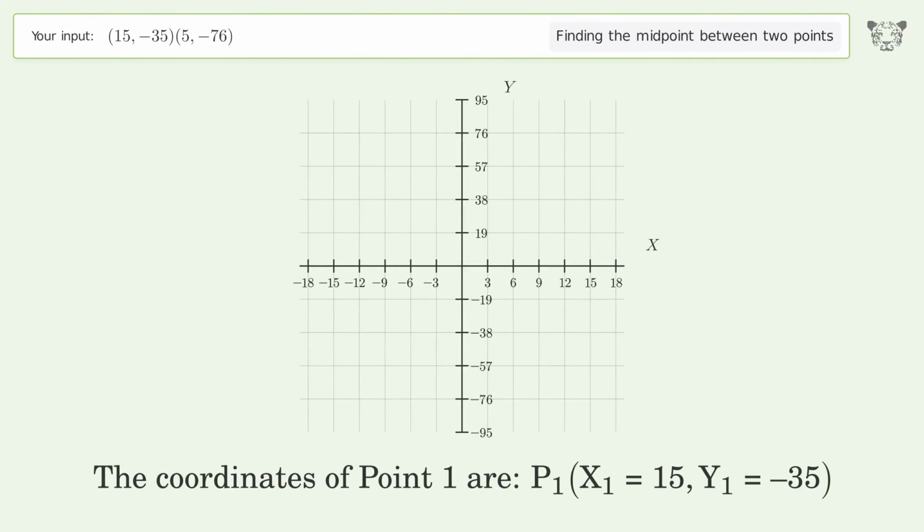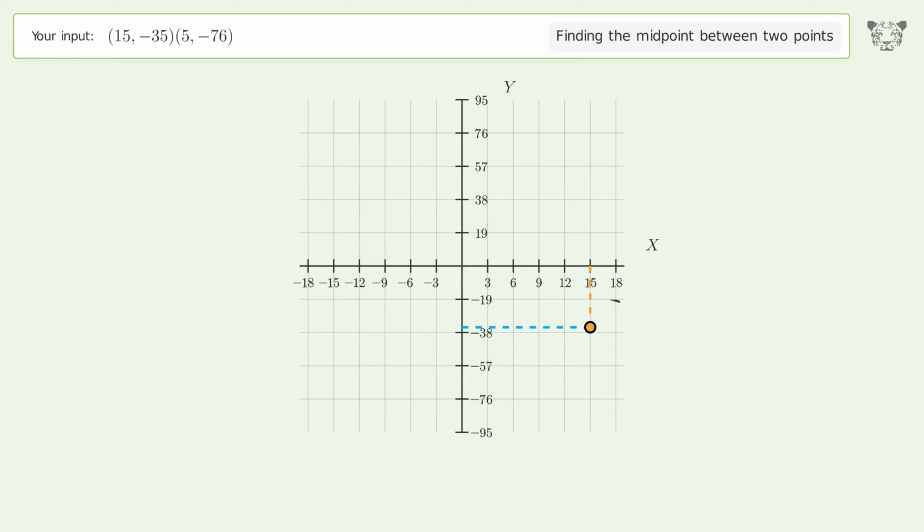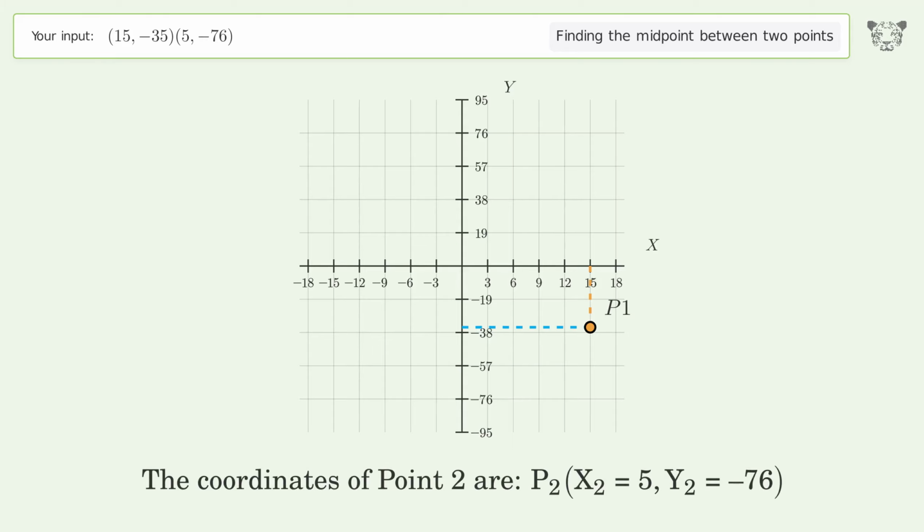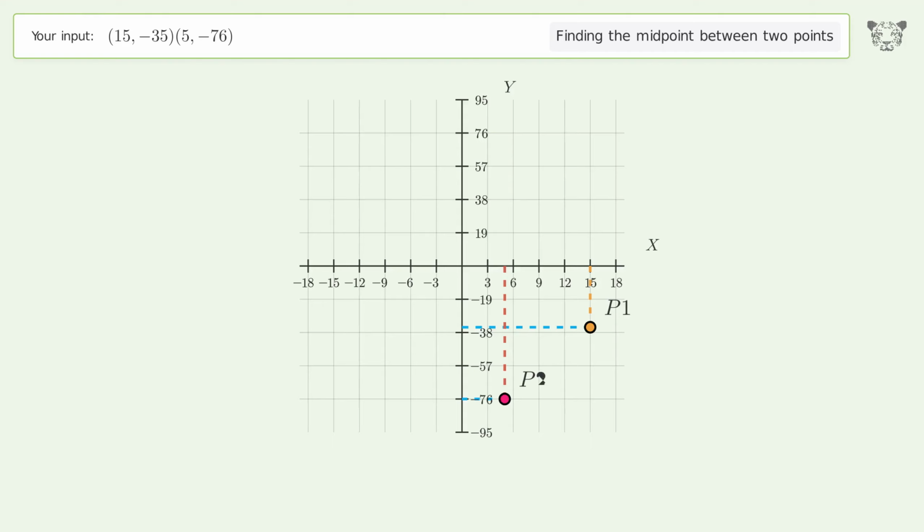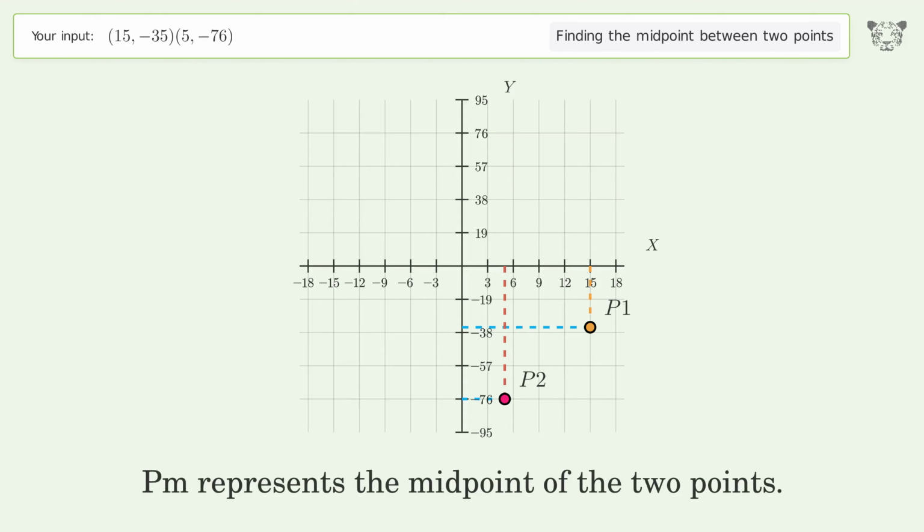The coordinates of point 1 are, x1 equals 15, y1 equals negative 35. The coordinates of point 2 are, x2 equals 5, y2 equals negative 76. PM represents the midpoint of the 2 points.